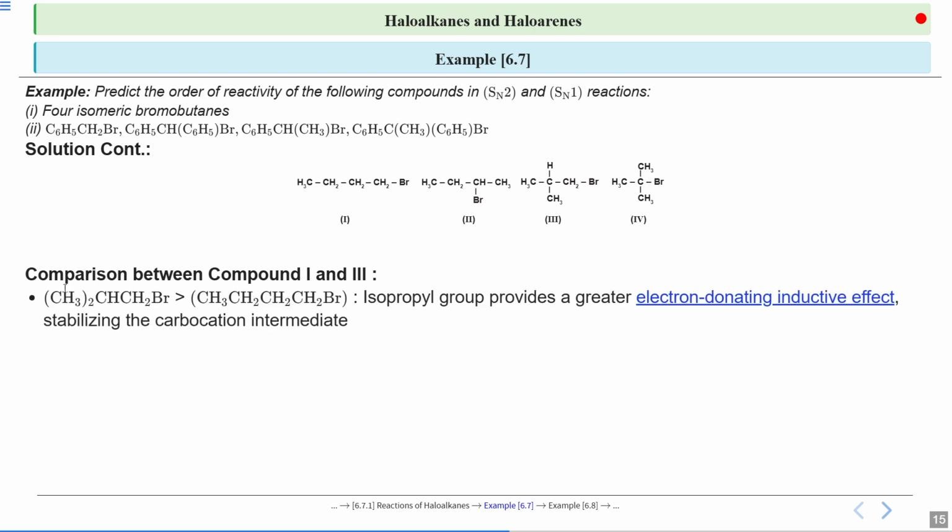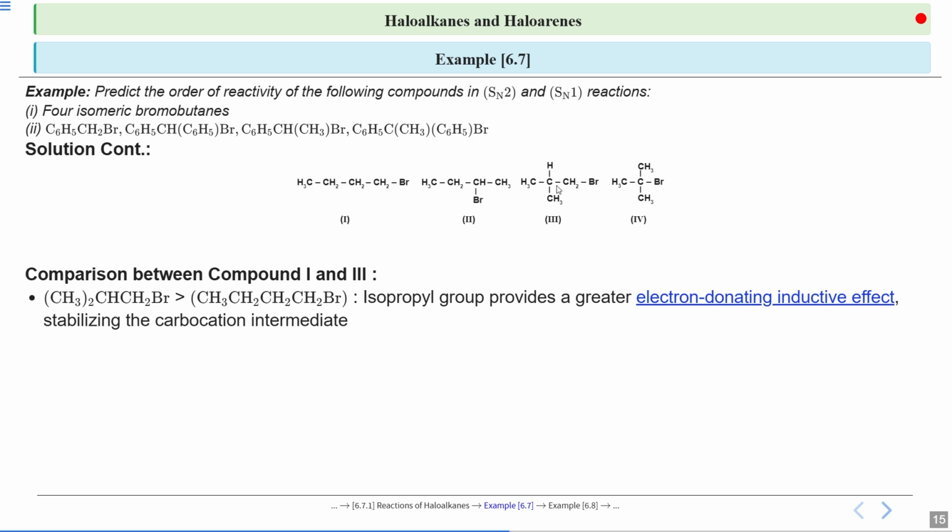So if you see (CH3)2CHCH2Br, which is actually the 3rd one, and CH3CH2CH2CH2Br, which is a simple chain attached to the bromine, in these two the 3rd one is actually more reactive. The isopropyl group provides a greater electron donating inductive effect, which stabilizes the carbocation intermediate, and that's why it will be more reactive.